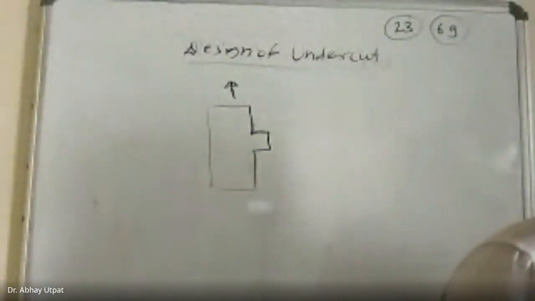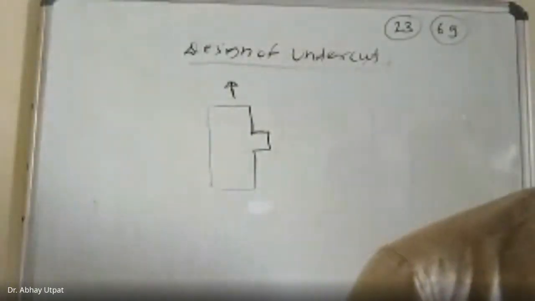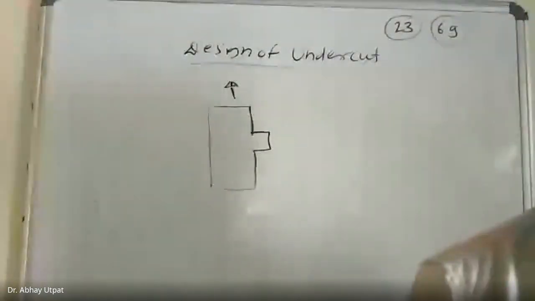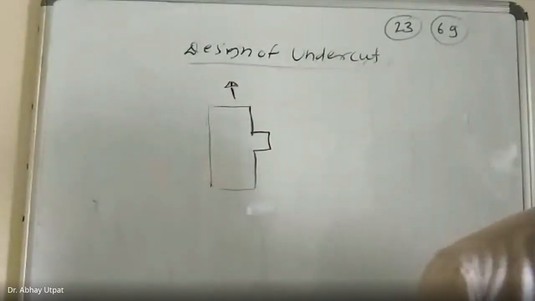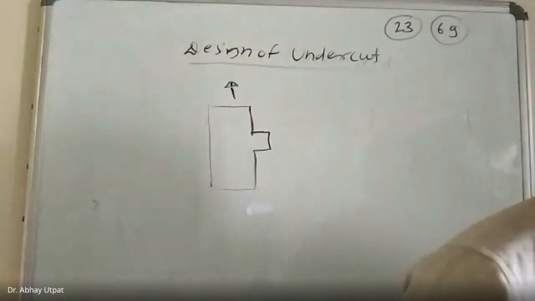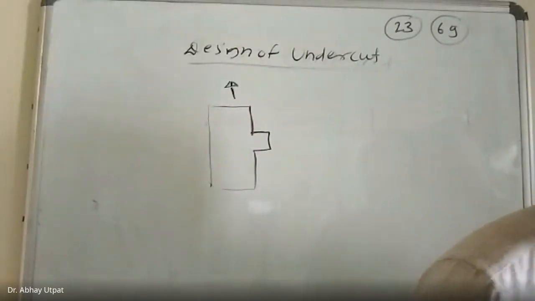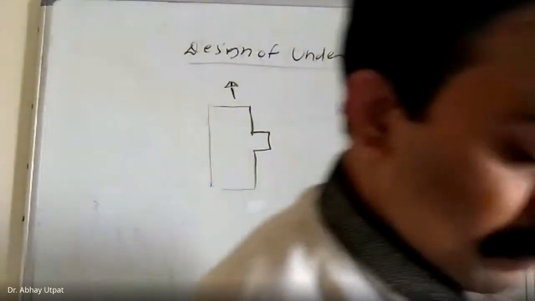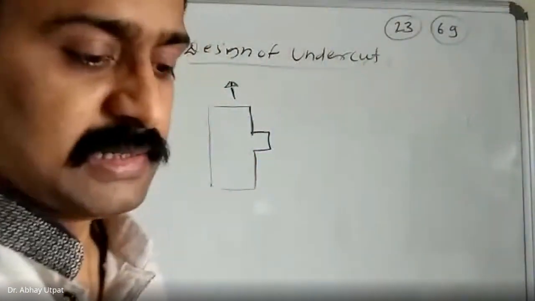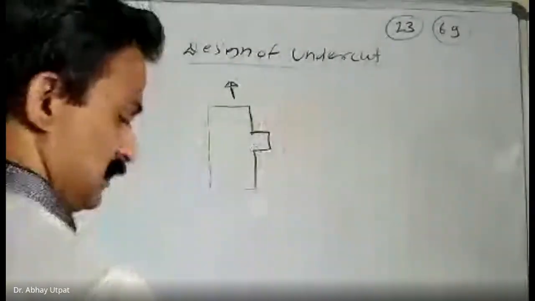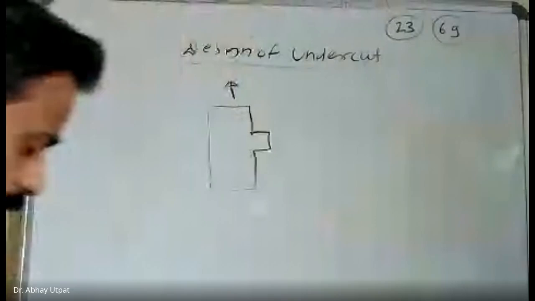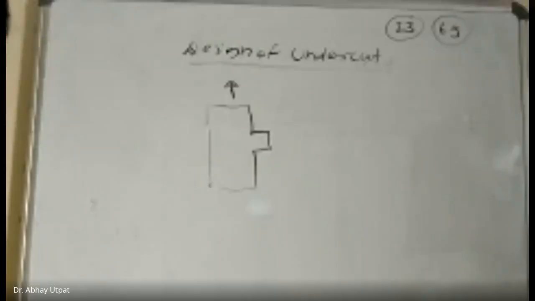Write down this. Undercut in case of plastic molding are possible, but it requires sliding core and split molds.